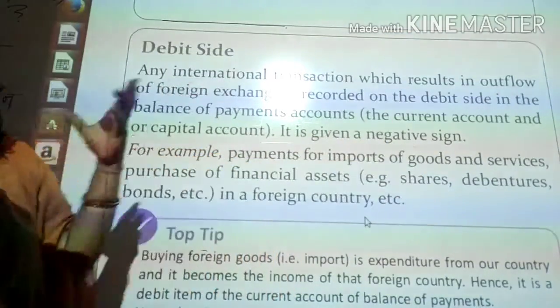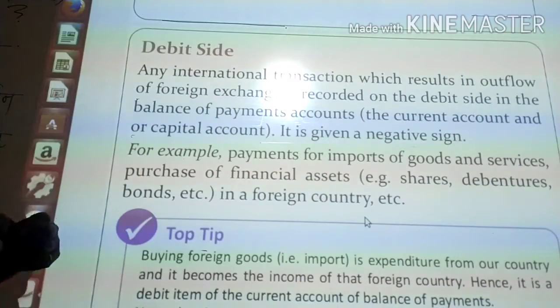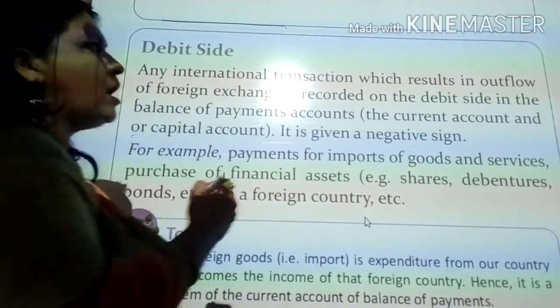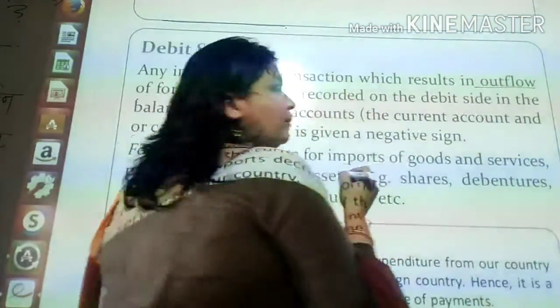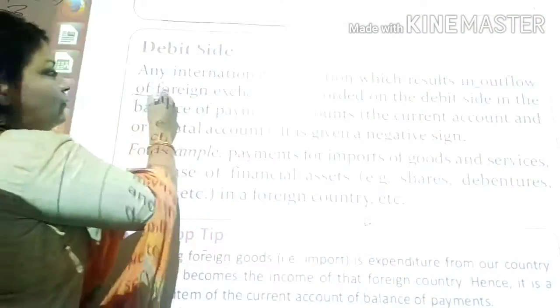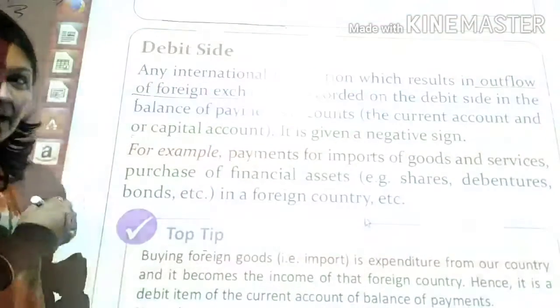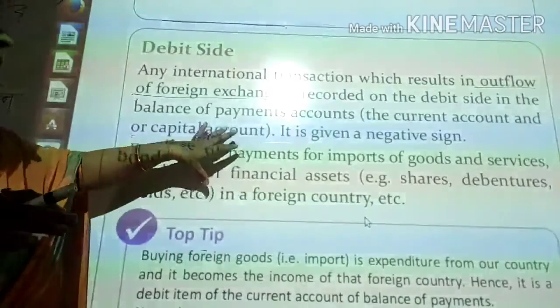तो goes out को हम debit कैसे बोल सकते हैं? But keep in your mind here what is the outflow? किसके outflow की बात हो रही है? Here the outflow of the foreign exchange है ना? Outflow of the foreign exchange.